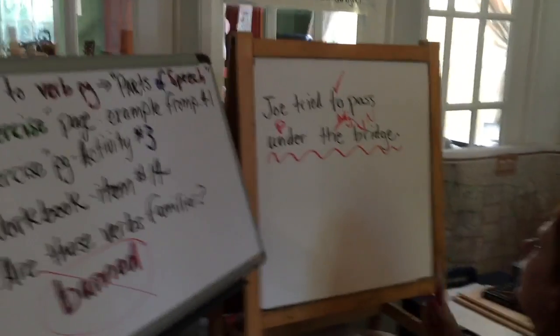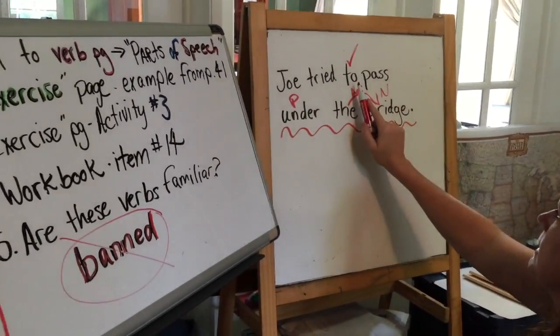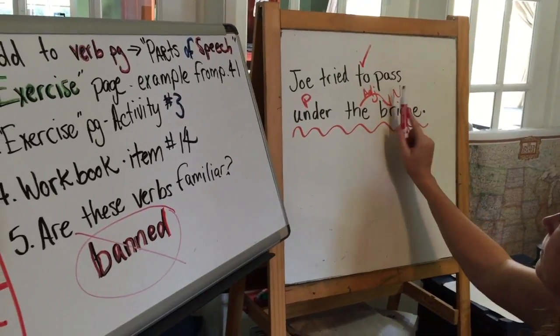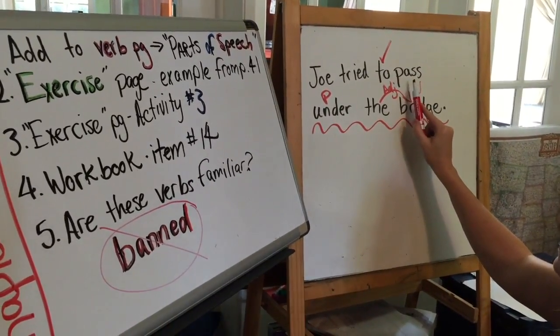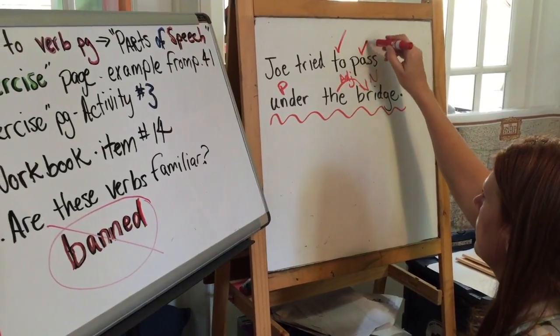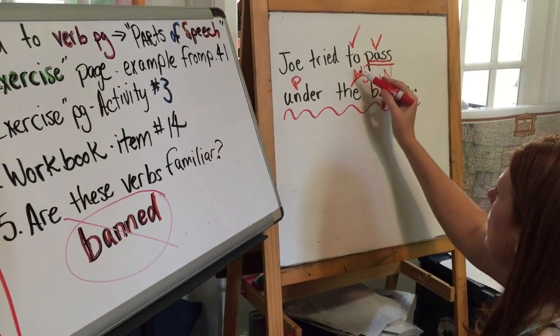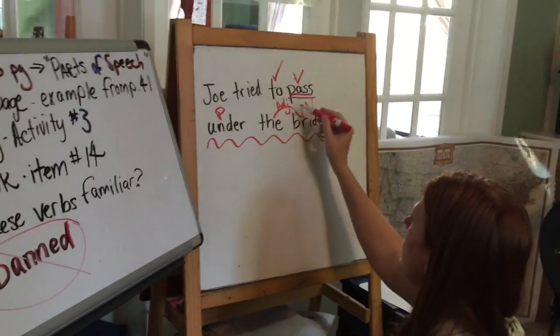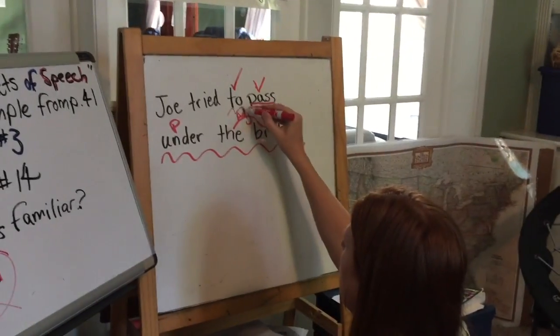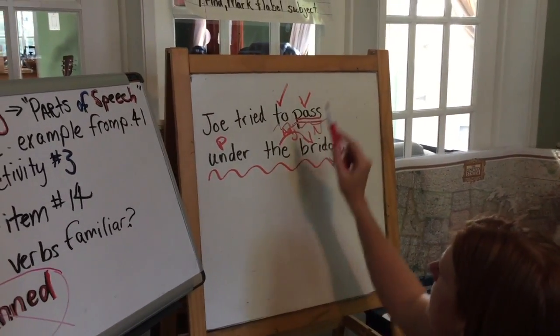Find and label the verb phrase. So we checked for the twos. This tells us to stop. Is pass a noun or a verb? Verb. And what kind of phrase is this, if it's a verb? Infinitive? A verb phrase or infinitive. That's right. So, to pass.